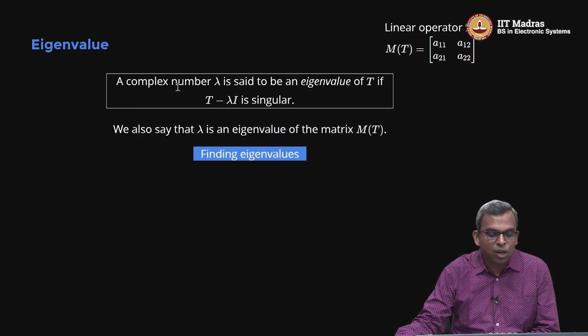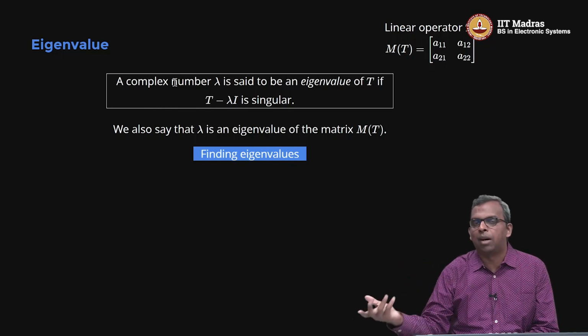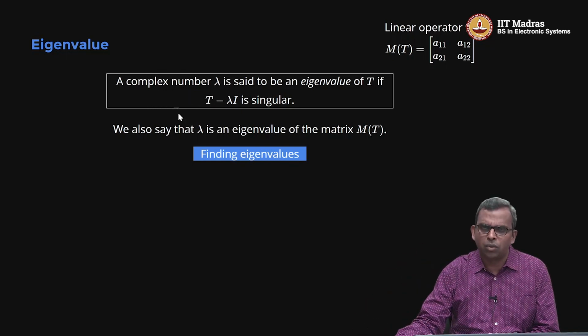I mean, of course, when I say complex number, real numbers are also included in it. Eigenvalues can be real also, need not only be complex. I'm saying complex, but in general, you may have only complex eigenvalues sometimes. So we'll see that in examples. So how do you find eigenvalues?